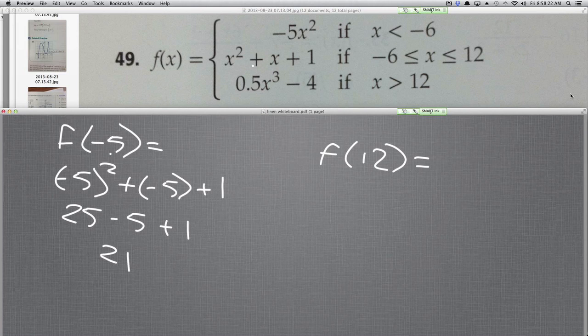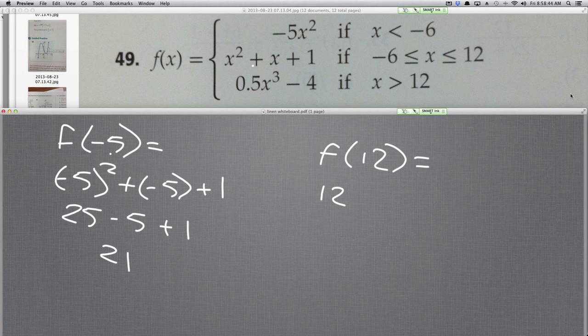All right, then I want to find f of 12. So I come over here and I need to figure out where does 12 fit? Top, middle, or bottom? Middle. Why does it fit in the middle and not the bottom? It's equal to 12, because I've got the equal to right here in the middle. So that means I've got to plug 12 into the same function I did with negative 5.